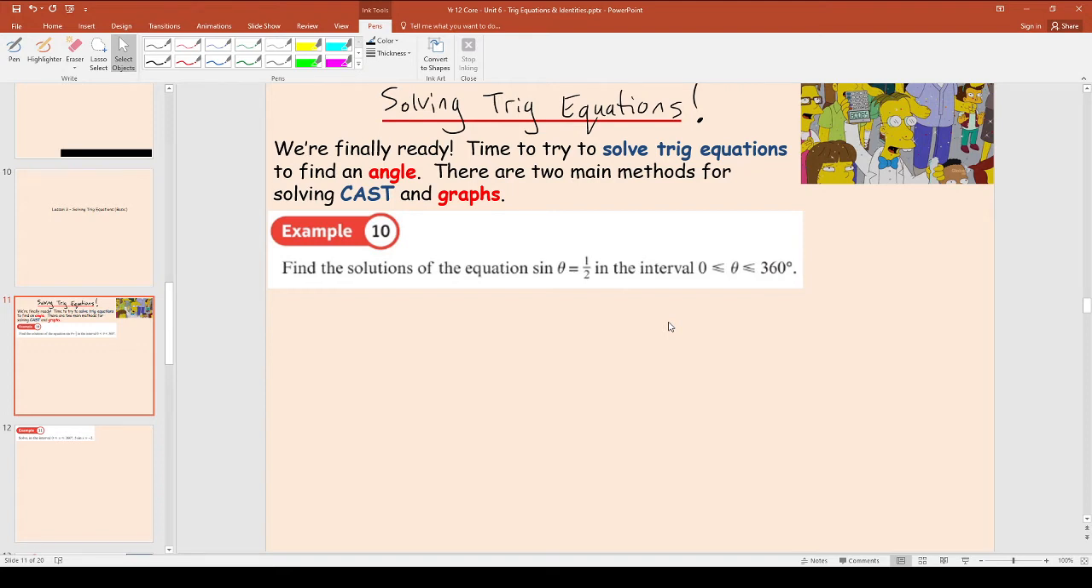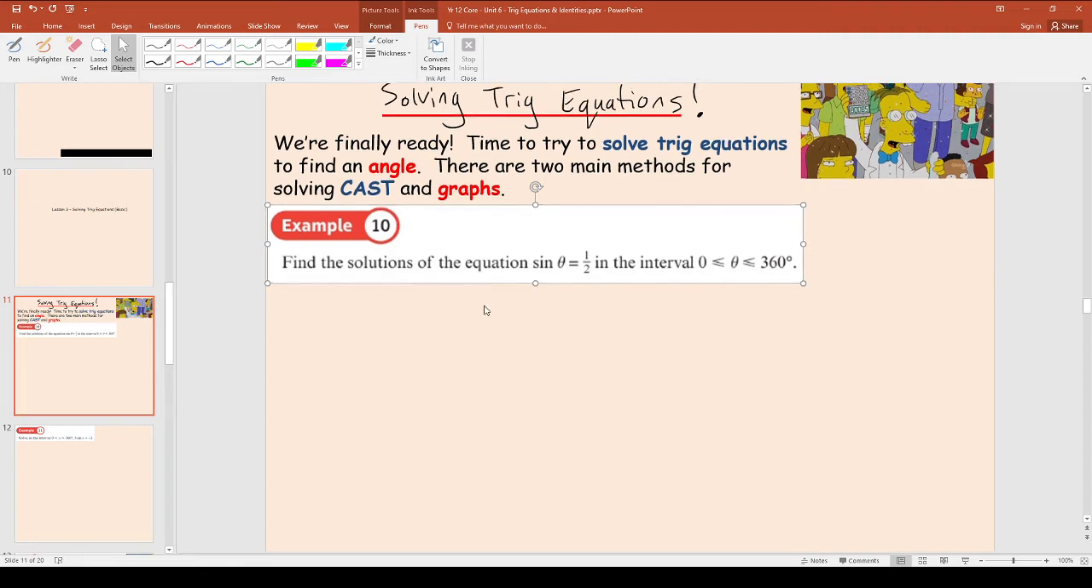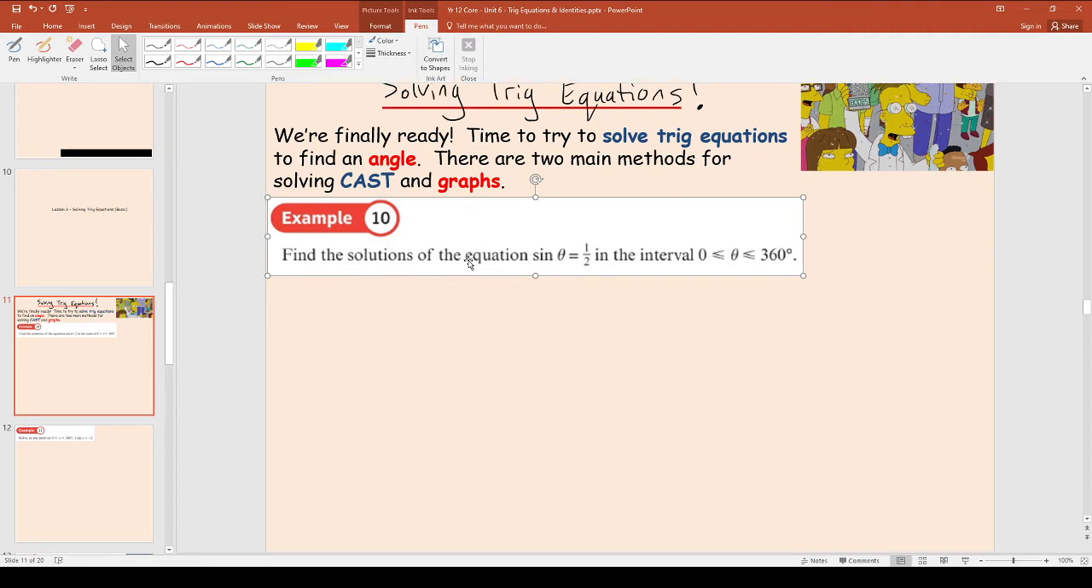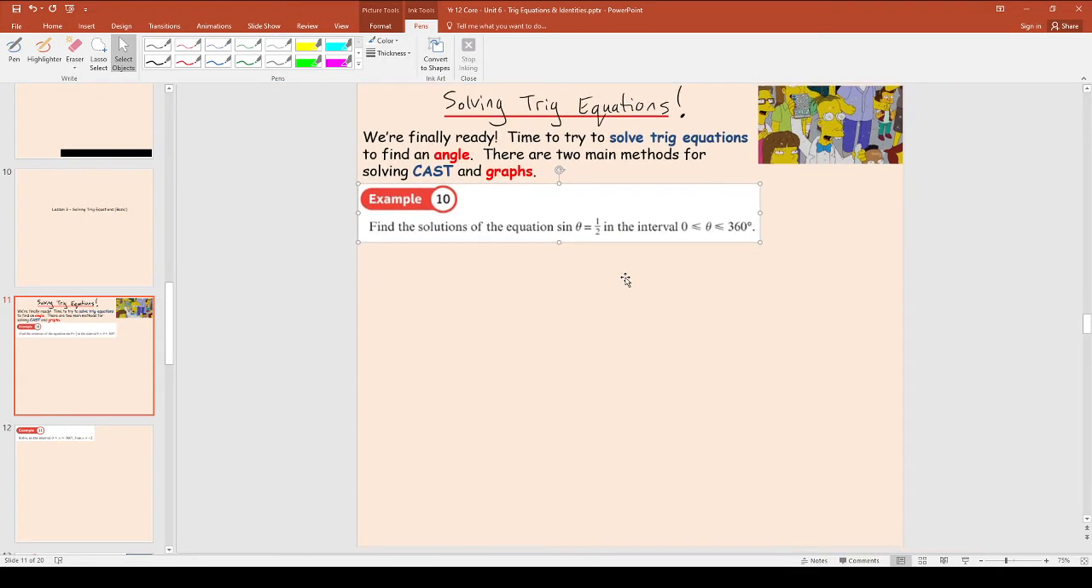So here's what I'm going to do. I'm going to do a couple of questions with you. I'm going to use my CAST method to get you on board with me, but I'm also going to give the alternate graph method, because you can solve with it as well. You can decide what your preference is, and you can solve that way forevermore. Right then, here we go.